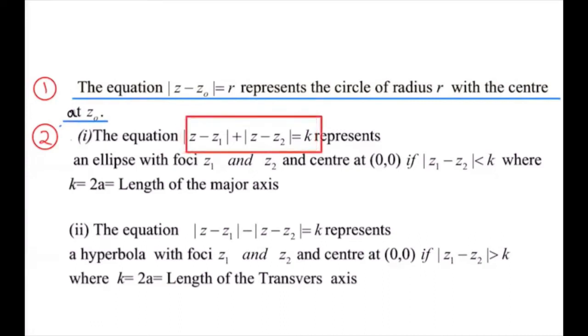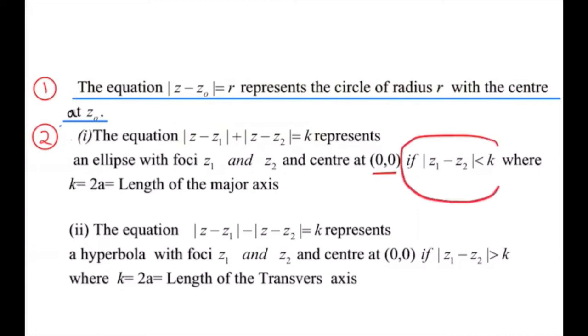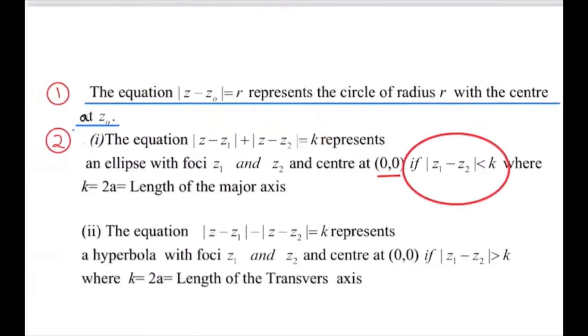In the same way, you can remember the equation |Z − Z1| + |Z − Z2| = K, constant K, always represents an ellipse with foci Z1, Z2 with the center at (0, 0), provided |Z1 − Z2| is less than K. That is, distance between these two foci must be less than K, the constant. Further, the constant K is nothing but the length of the major axis.